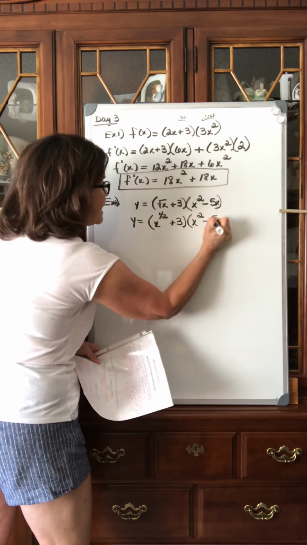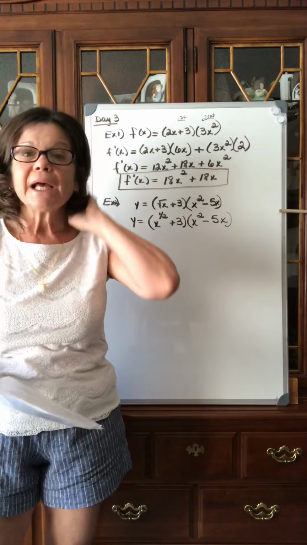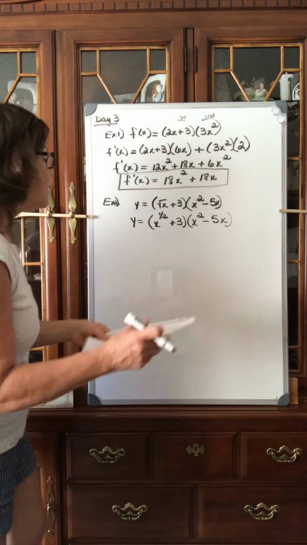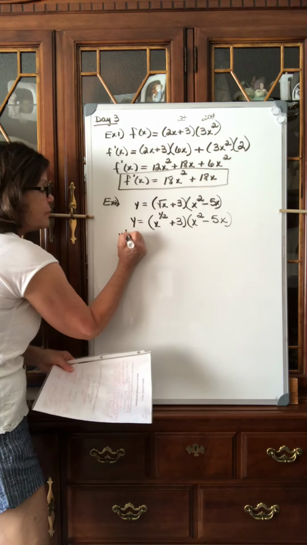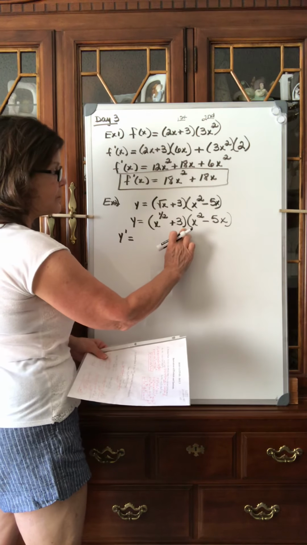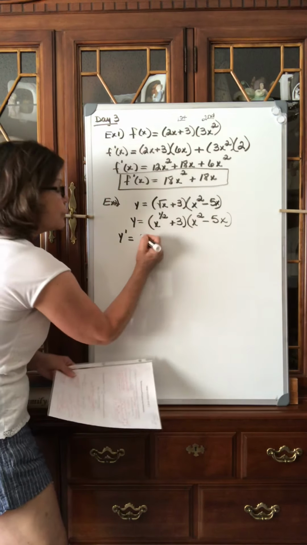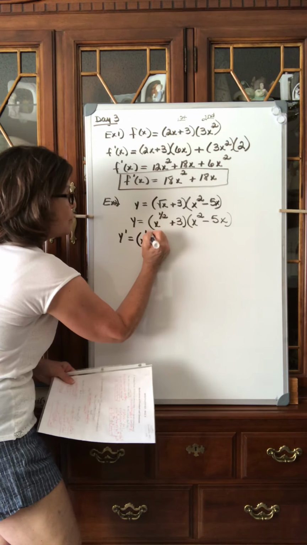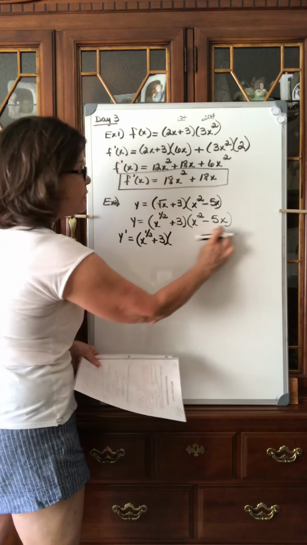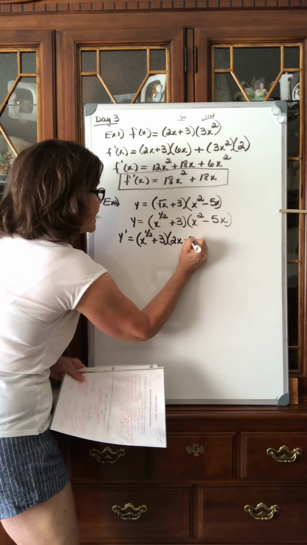Now, on this function again, you could use FOIL and then take the derivative of each piece, but I want you to practice it using the product rule. Okay, so y prime, our first derivative, is equal to, here's our first function, x to the 1/2 plus 3, and our second function is x squared minus 5x. All right, so it's the first function, x to the 1/2 plus 3, times the derivative of the second function. The derivative of this second function is 2x minus 5.